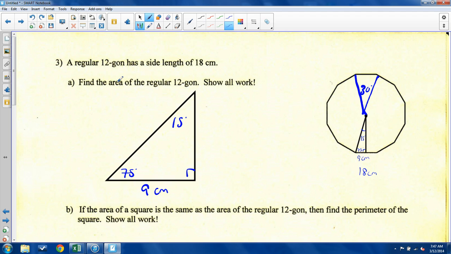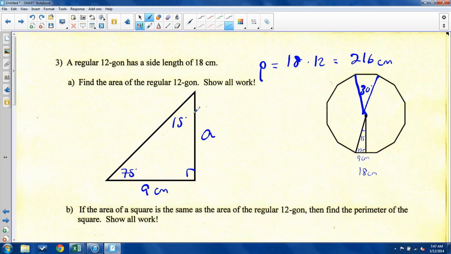To find the area, we have to find the apothem. We can find the perimeter already, by the way. Let's go and do that right now. Perimeter is 18 times 12. And 18 times 12 is 216 centimeters. And that's a perfect number.